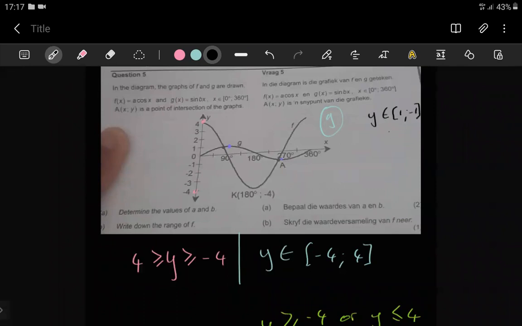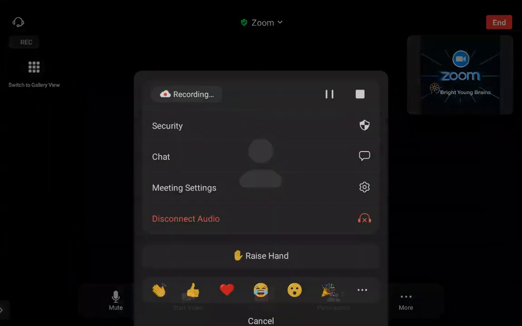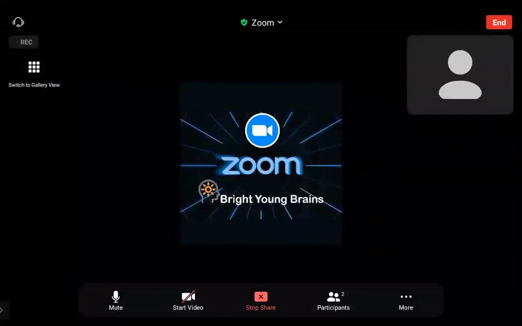If you wrote it the other way around, it still should be fine, but you can always just start with the smaller number. It's really not a big deal, just for the vibes. Cool.